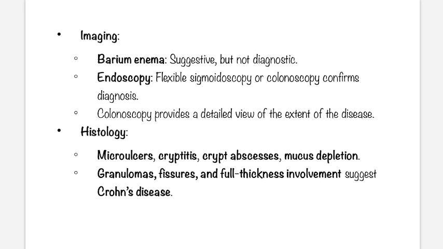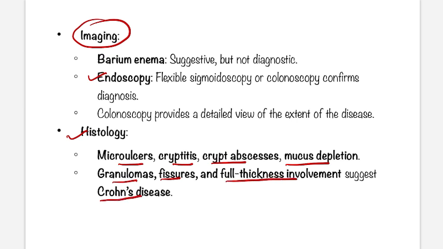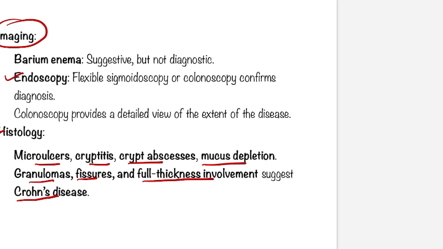Imaging, you will do barium enema, and maybe endoscopy, yes. Diagnosis, what are the histology findings? Microulceration, cryptitis, crypt abscess, mucus depletion. Granuloma, fissures, and full thickness involvement are suggestive of Crohn's disease because these are full thickness involvement.